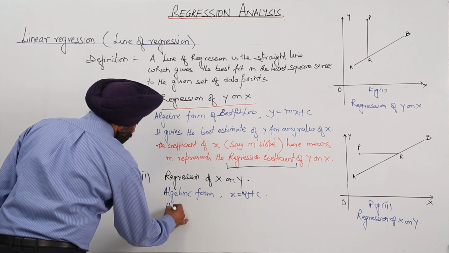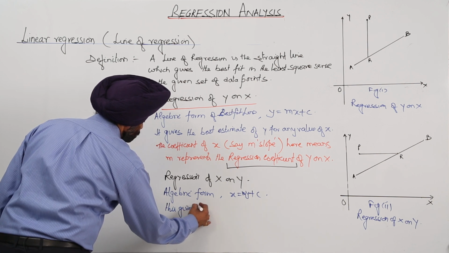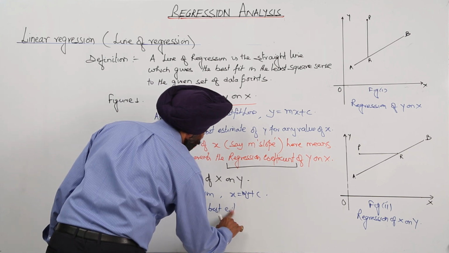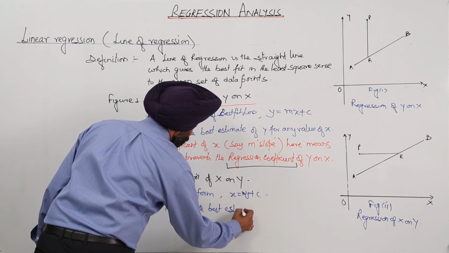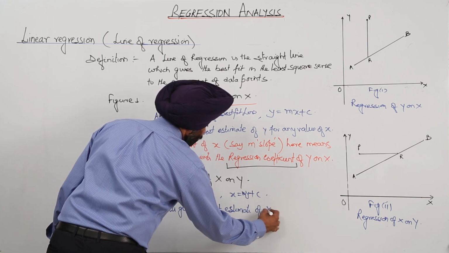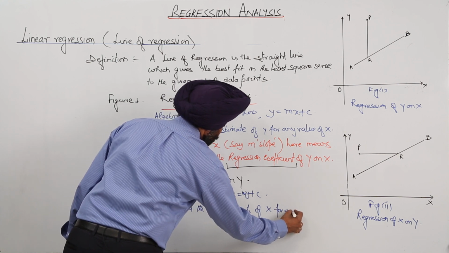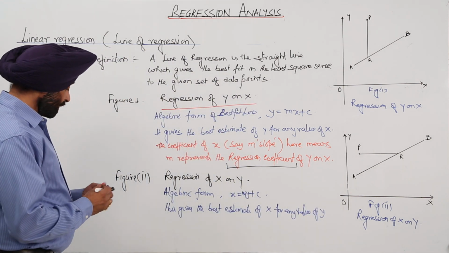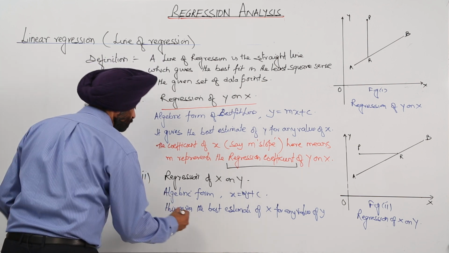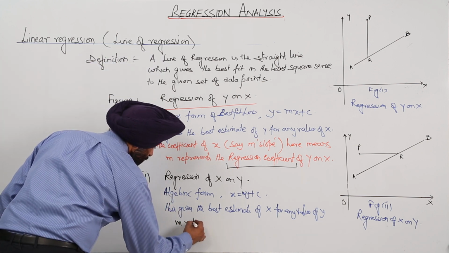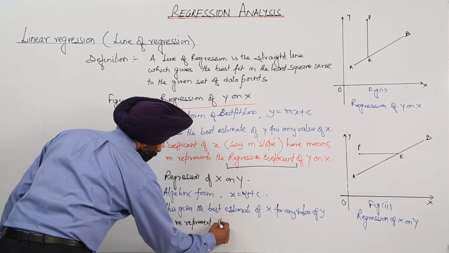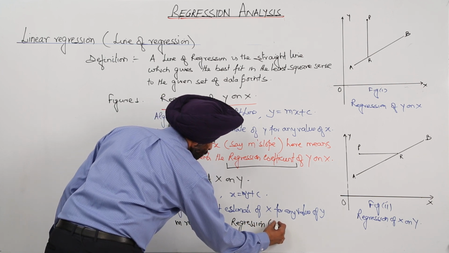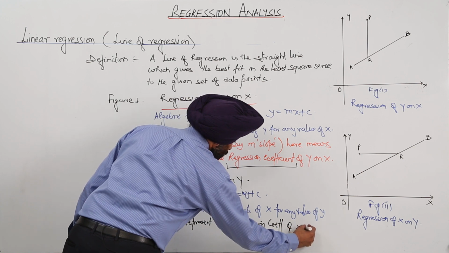Now, this gives the best estimate of x for any value of y. And here m represents the regression coefficient of x on y.